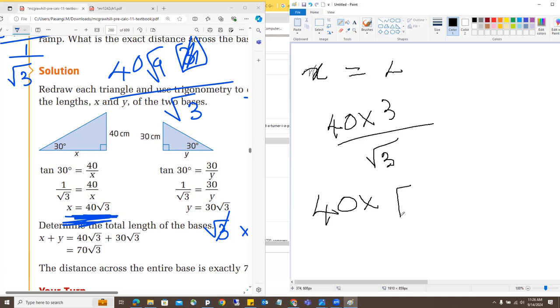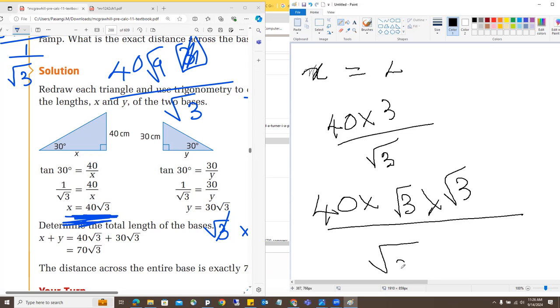That is, this 3 can be considered as square root 3 into square root 3, and then divided by square root 3. That means one square root 3 will be cancelled. So the value of x is actually what? 40 square root 3. But square root 9 is 3, no? Square root 9 means 3, no? Even I am now getting confused. Yeah, square root 9 means 3. That's why I used 3 here.